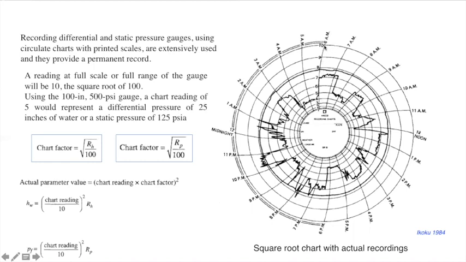So the maximum is 100 inches, which is RH, and 500 psi, that is the absolute pressure gauge range, which is termed RP. So the maximum values that can be measured are RH and RP. Now the actual parameter that we are going to find out from this chart is given by the chart reading. Suppose chart reading is 5, and the chart factor we have just calculated. So chart reading into chart factor, whole square, gives you the actual parameter value.